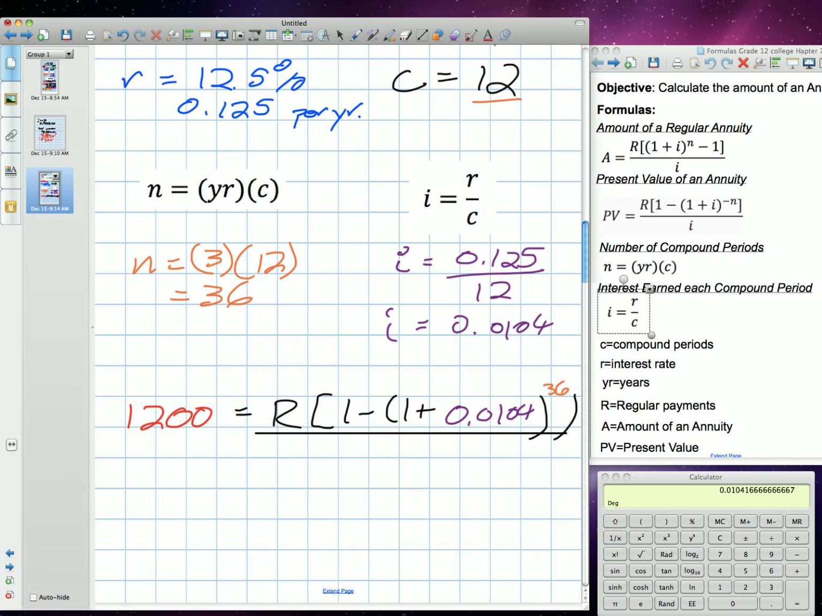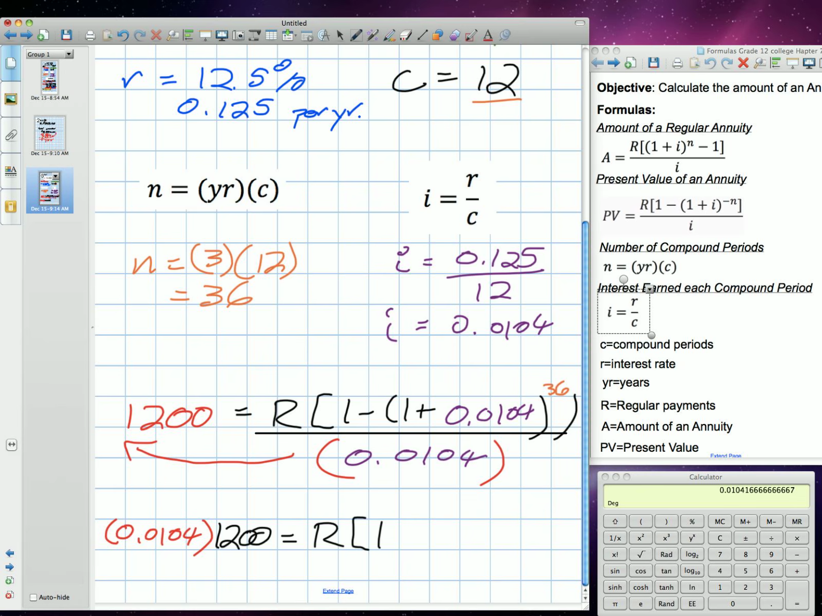Okay. Same idea. We need to isolate for the regular payments. So we've got to figure out how much this guy's got to pay every single month in order to pay this off after 3 years. So our very first step, we've got to bring over the bottom because this is divided by. When I bring it over, it becomes multiplied. 0.0104 times 1,200 is equal to the regular payments. And we're going to simplify a little inside these brackets also. 1 plus that is 1.0104, and it's to the power of 36.